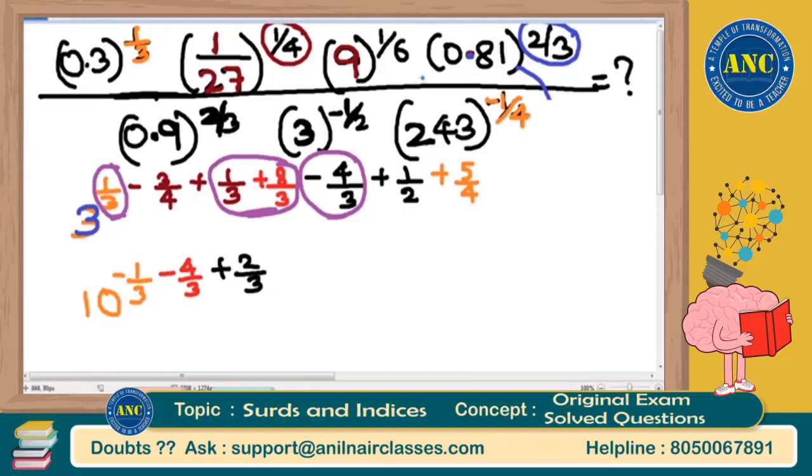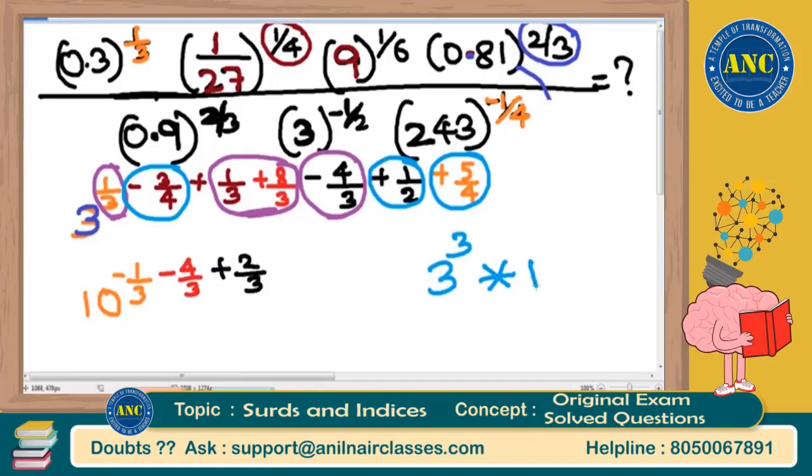What else is left out, sir? Minus 3 by 4 plus 5 by 4 is plus 2 by 4, which is nothing but 1 by 2. 1 by 2 plus 1 by 2 is power 1. So already we had power 2, another power 1. 3 power 3 is what I got.